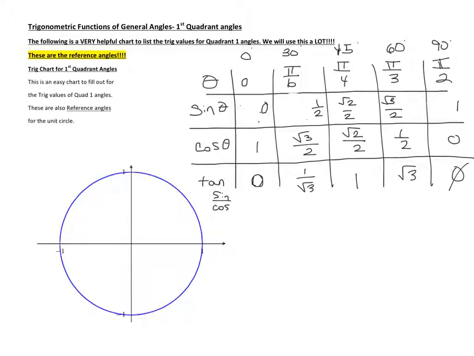So if I ever need to know, for example, sine of pi over 6, you can just go over here, the sine of pi over 6 is 1/2. Or let's say the tangent of pi over 3, you just say tangent of pi over 3 is square root of 3. It's a very, very helpful chart, and I suggest that you all learn how to do this and memorize how to fill it out.